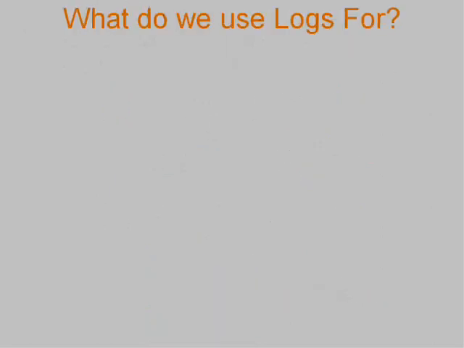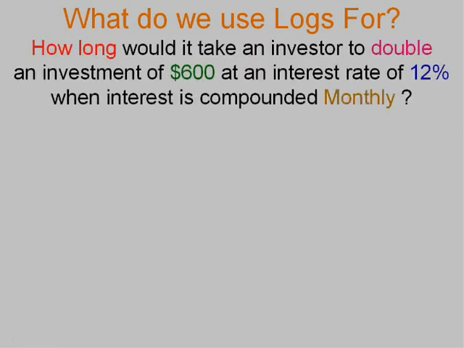Okay, let's get back to what are we going to use the logarithms for? Well, let's look at the same formula, but we're going to ask a different question. This is a pickle. Here we go. How long, now we're asking for time, how long would it take you, an investor, to double your investment of $600 if you had an interest rate of 12% and the interest is compounded monthly?